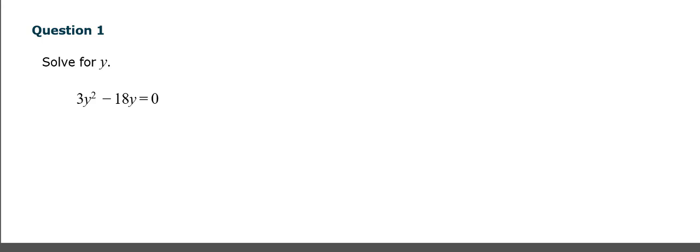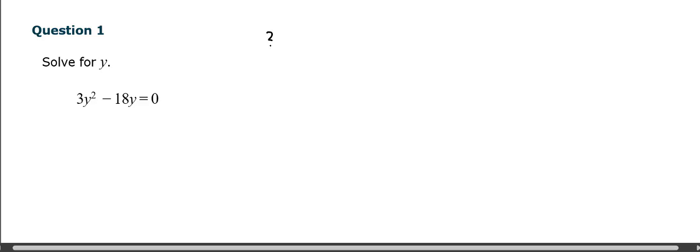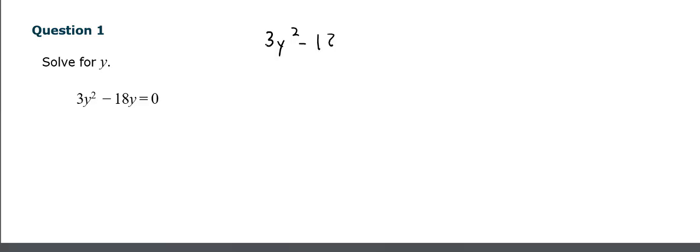Solve for y. 3y squared minus 18y. So we're going to go ahead and factor by removing the greatest common factor. The greatest common factor of 3y squared minus 18y is 3y. So when we divide 3y out of each term, we end up with y minus 6. So in its factored form, we have 3y times y minus 6.